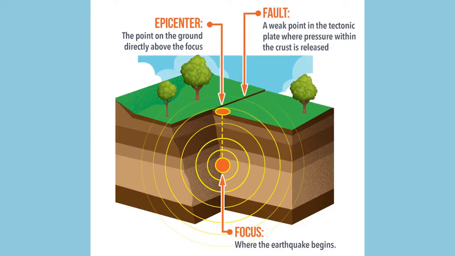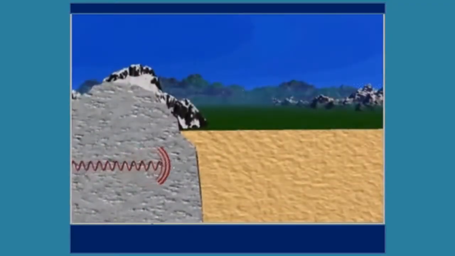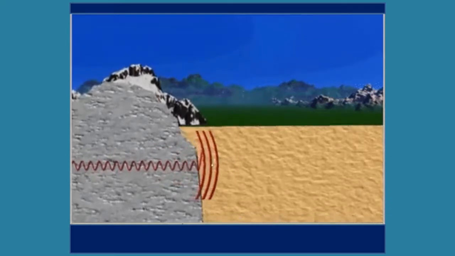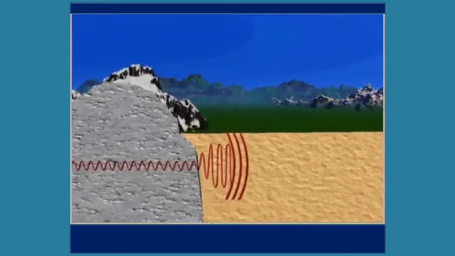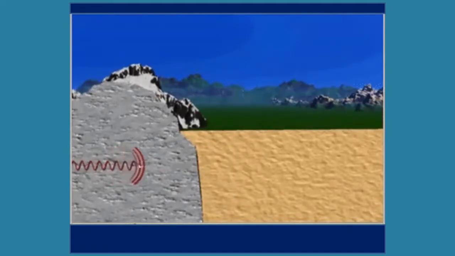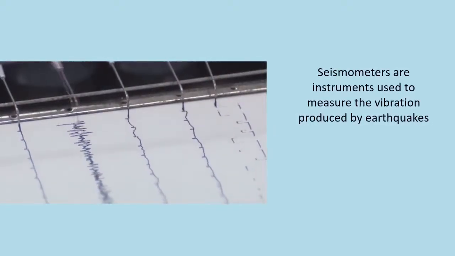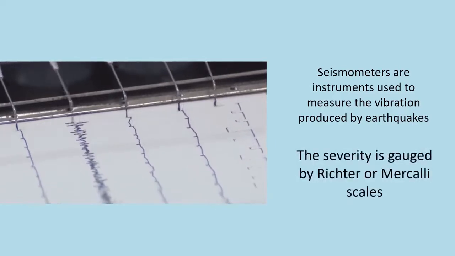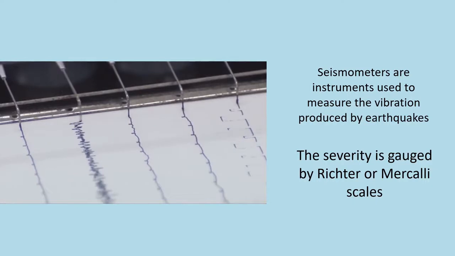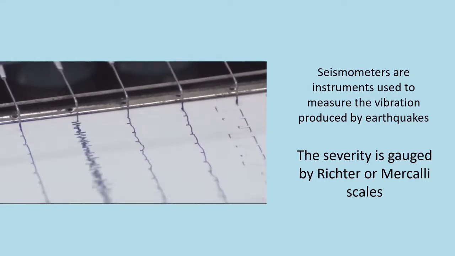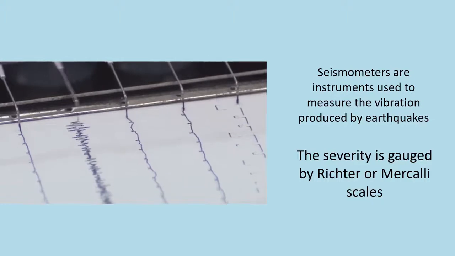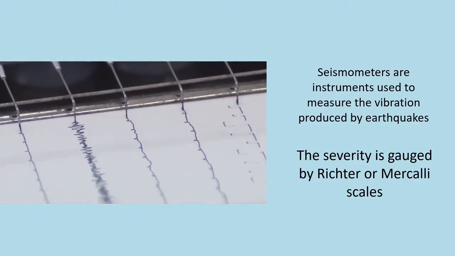The epicenter suffers maximum damage during an earthquake. The waves from the focus travel outwards in all directions and are called seismic waves. The study of earthquakes is called seismology. Seismometers or seismographs are instruments used to detect and measure the vibration produced by the earthquakes. The severity of earthquakes is measured either by Mercalli scale or the Richter scale.